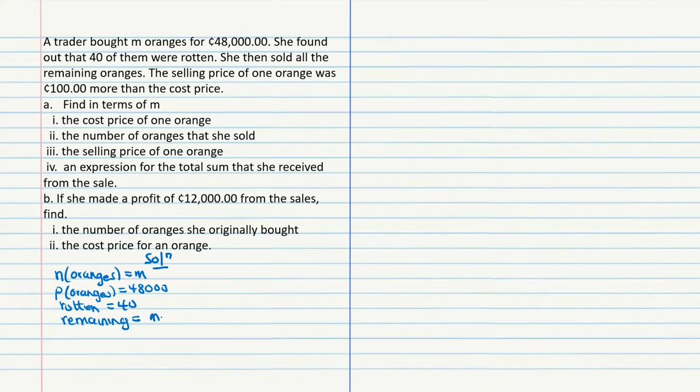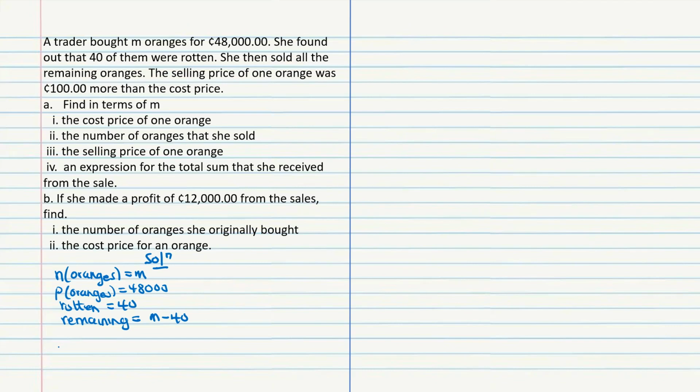The remaining will be M minus 40. The reason why it is M minus 40 is that if the original was, let's say, 100 oranges, and we remove 40, it becomes 100 minus 40, right? And with that, these were all that we were given. Before we find the cost price of one orange: if we are given books, to find the price of each book, we divide the amount of money paid by the number of books.